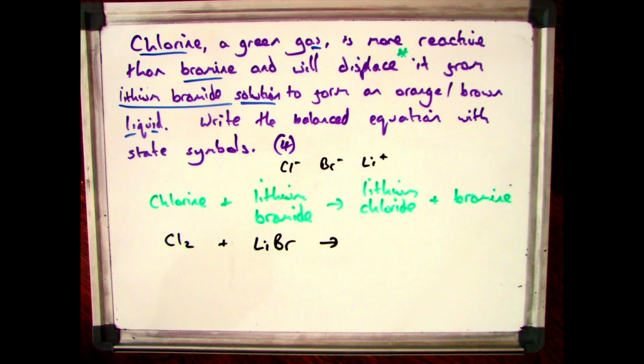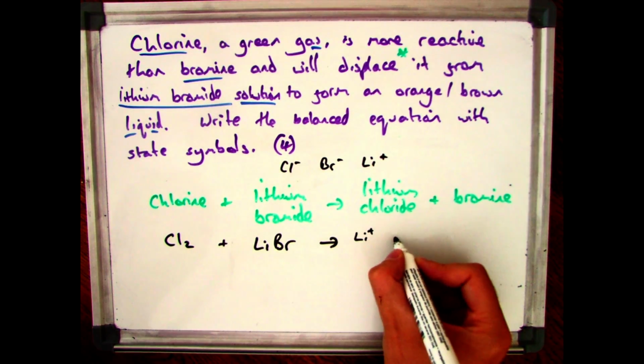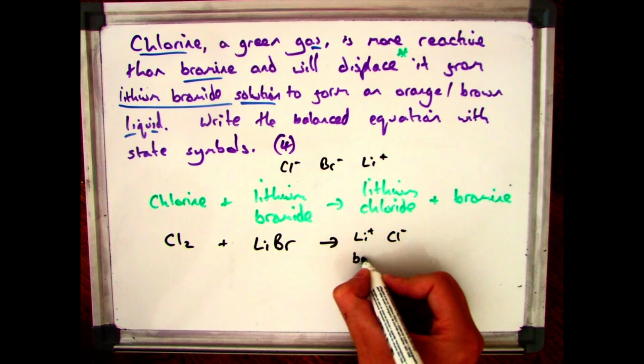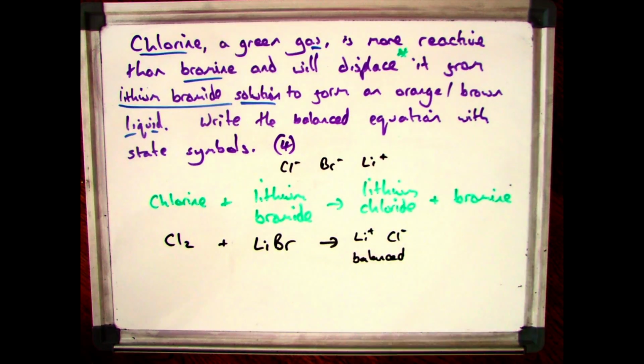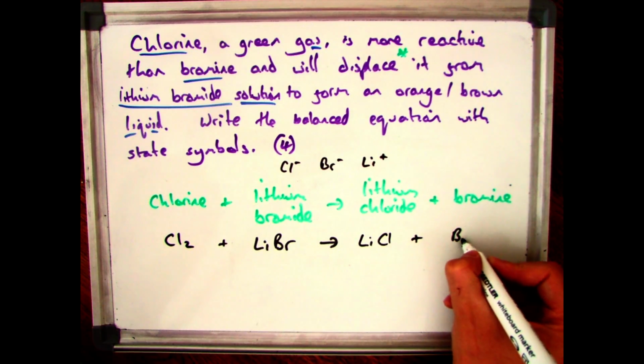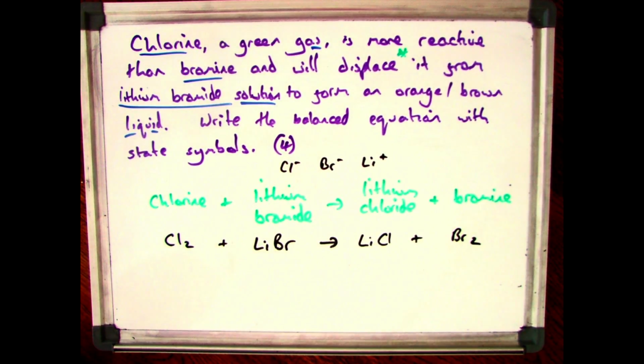So I have Cl2 plus LiBr. I do the same with lithium chloride. I have Li+ and Cl-. It's already balanced, so I don't need to do anything, so my formula is LiCl. And then bromine we know is diatomic, so it's Br2.